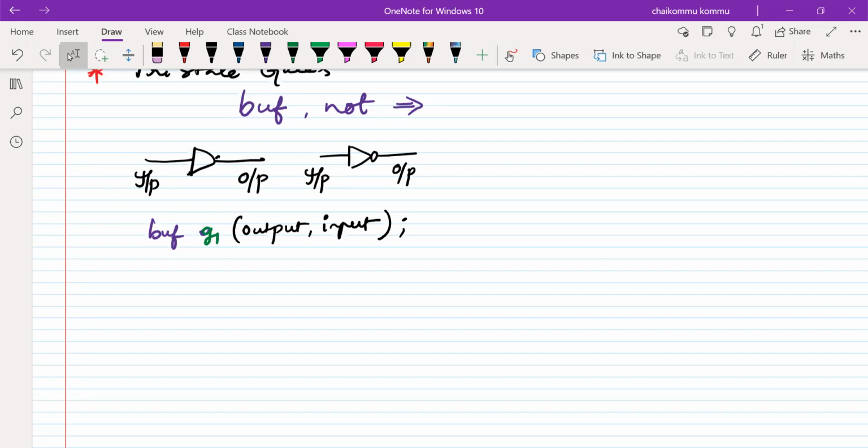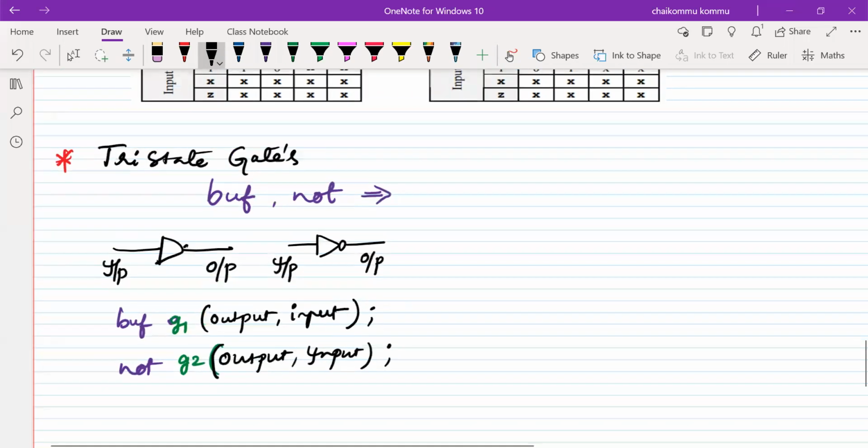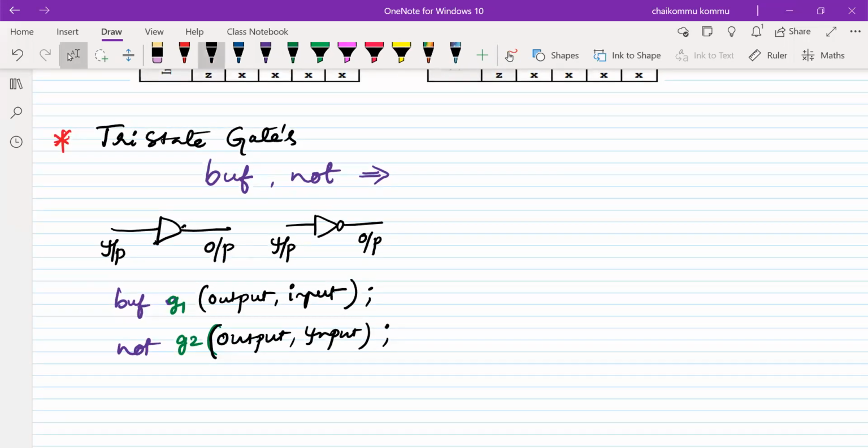Similar to the buffer, we have another one that is called the NOT gate. It is NOT, this is G2. We write the output and then the input. Everybody knows this one. Now, how are these treated as tri-state buffers? Then the diagram will change to something like this. We have to use an extra signal called a control signal.